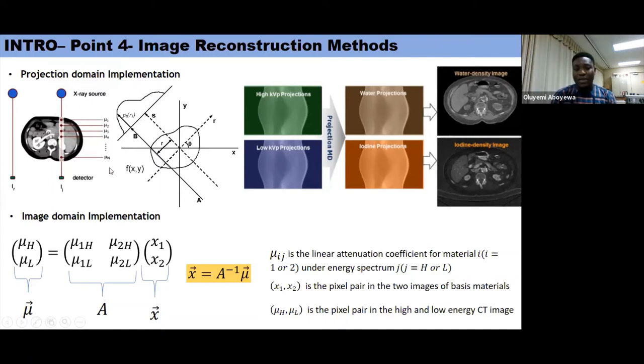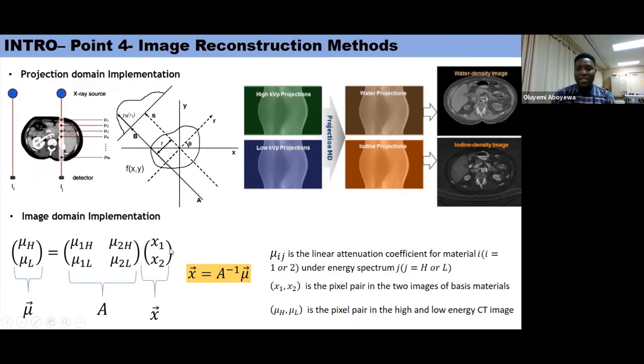Okay, and this is the aspect that this paper was looking at: how can we do our manipulation in the projection domain whereby we are able to separate out the photoelectric effect and the Compton effect, that will be able to tell us the different material composition and the chemical composition that end up forming the entire image.